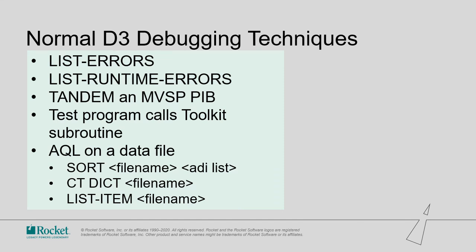As for normal D3 debugging techniques, the best place to start is with list errors and list runtime errors, looking for anything pertaining to the file or subroutine being used by the web service operation or MVSP in general. If you're using connection pooling, you can tandem the MVSP PIB to see if anything funky gets displayed. This will be easier if you have only one or two connection pools defined.